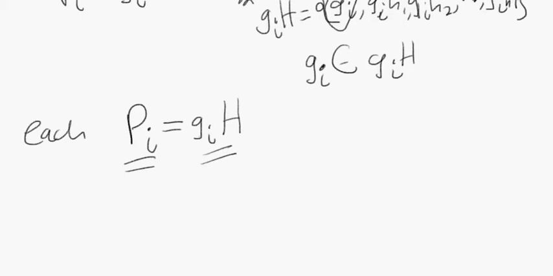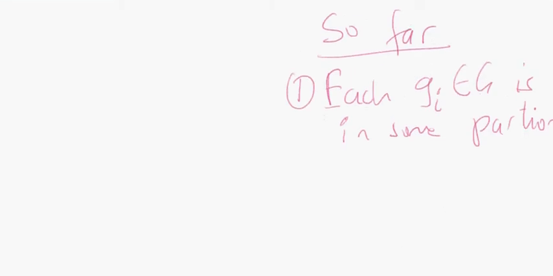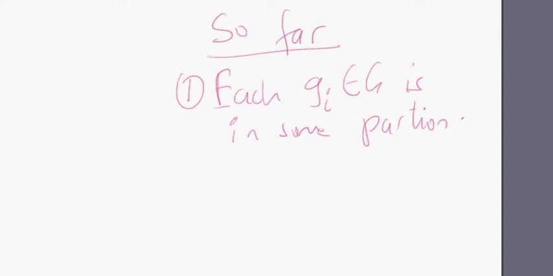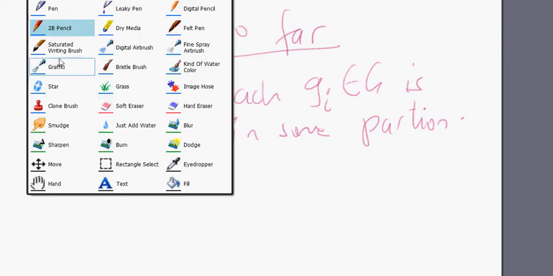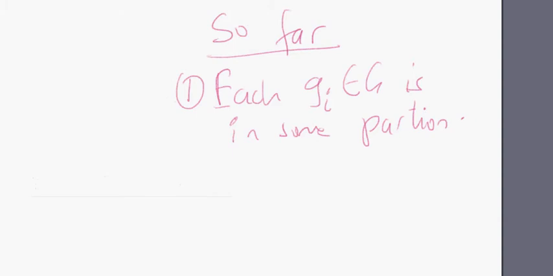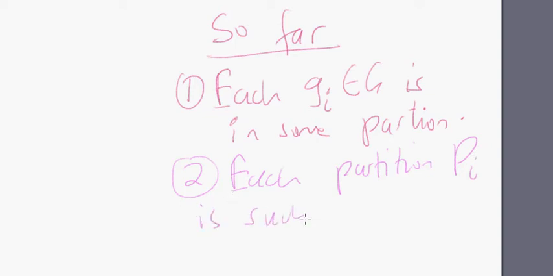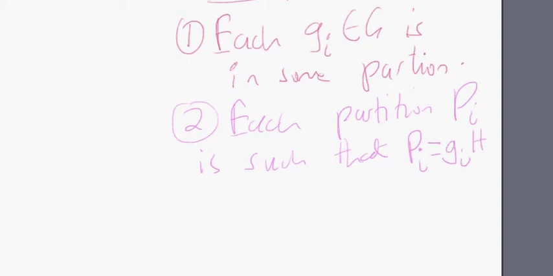All right. So this is turning out to not be as hard as we thought it would be, right? So far we've established two conditions. Each GI lies in some partition. We've also established, now let's get our orange color back, let's be consistent, that each partition Pi equals GIH, some left coset, right? So we've established the second condition.